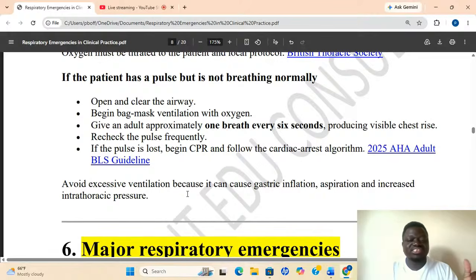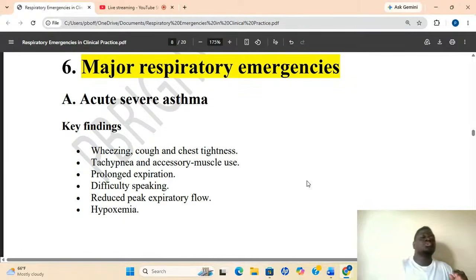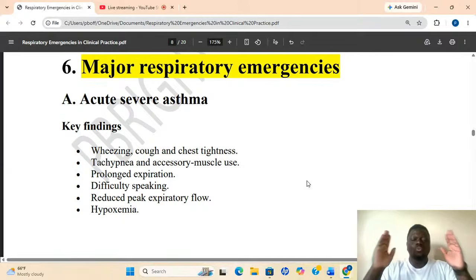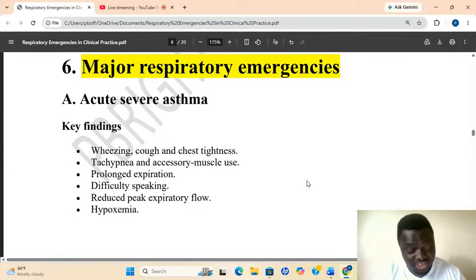Avoid excessive ventilation because it can cause gastric inflation. If your stomach becomes full, you are at risk of what? Vomiting and aspiration. Good. Now let's take the conditions one by one. This is why we are here today. So, major respiratory emergencies.